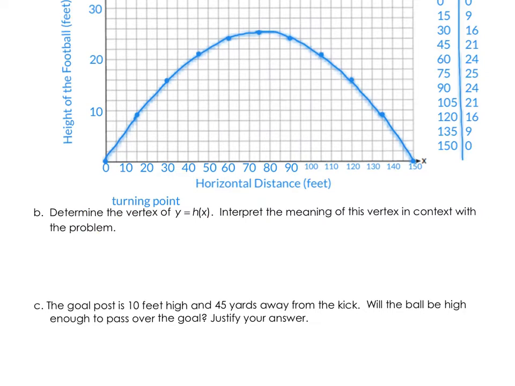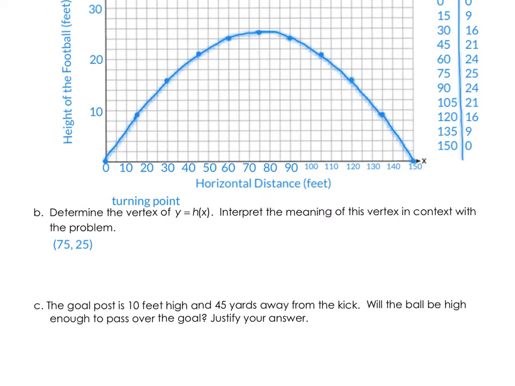So when I look at the graph, I can see the turning point. That is where it starts going the other direction. So if we look, it starts going up all the way until it hits that maximum. We already talked about this showing up in the table where the values start going the opposite direction. So my turning point is (75, 25). So I determined the vertex, but I didn't interpret the meaning yet.